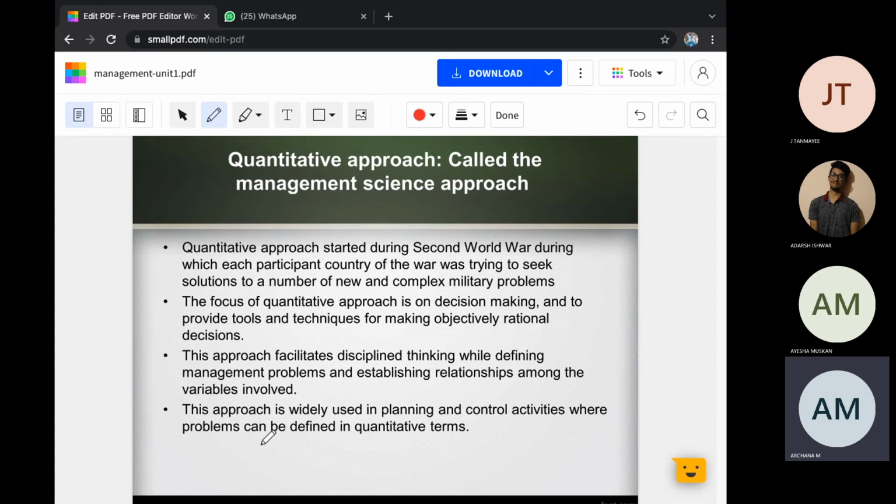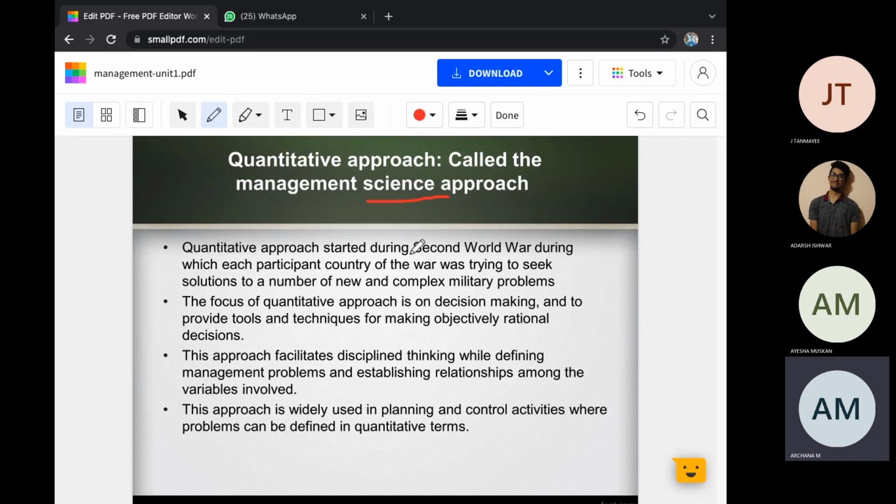approach. This is also very important. Always quality and quantity will be together to get a good profit. Okay. Quantitative approach. Quantity, you know what it means? Count. You get a good count, you'll get a good output. So quantitative approach is called management science approach.